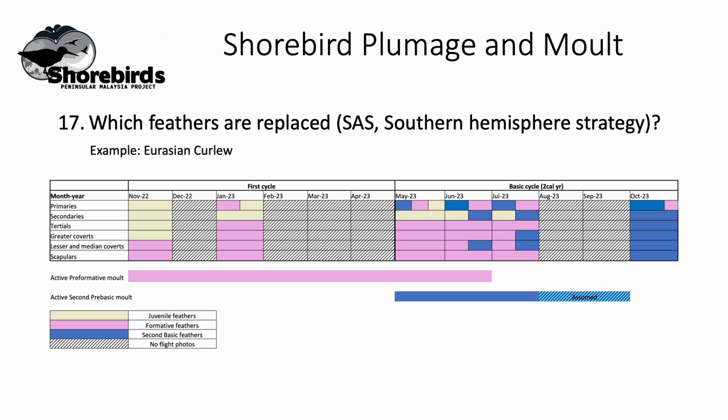If we look at these two lines at the bottom here, we can see that active preformative molt was taking place when it arrived in November 2022, and it finished around about June when it reached the outermost primary. Second pre-basic molt began in May and presumably continued through August and September, although I didn't actually photograph it in those months, but it had suspended by the time I did photograph it at the beginning of October.